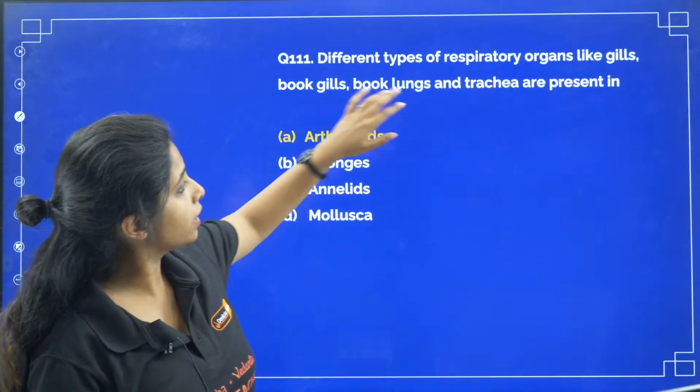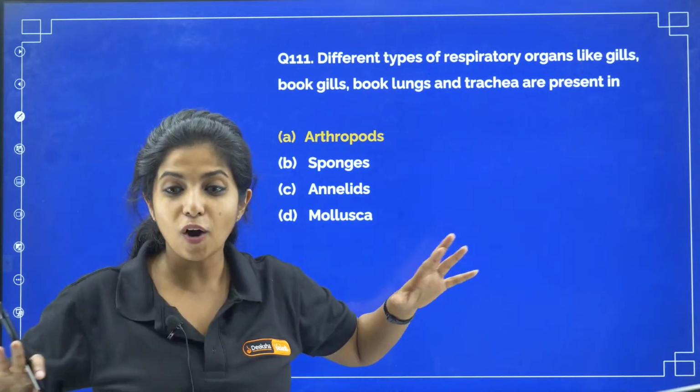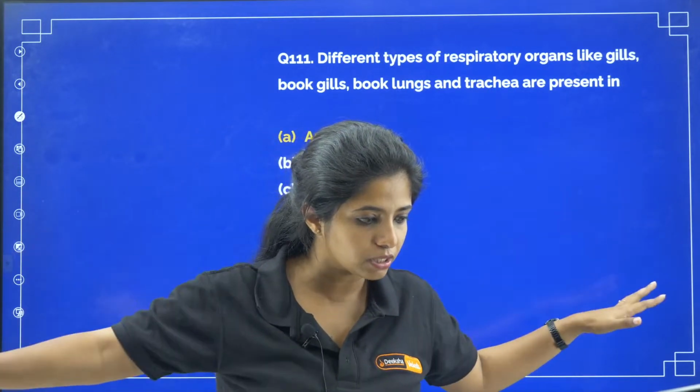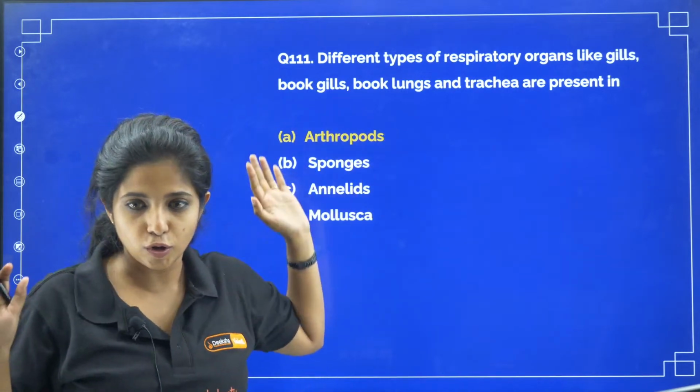Different types of respiratory organs like gills, book lungs and trachea are found in what? Arthropods. Arthropods are the most diverse species, right? So obviously they would be having different types of respiratory organs also. You can think like that.